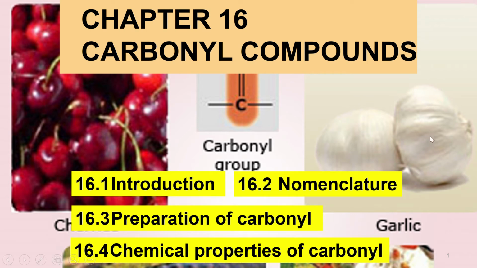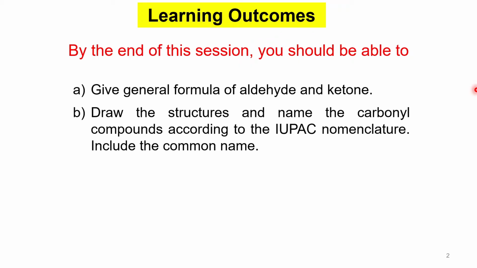Assalamualaikum and hi. So this one is chapter 16, carbonyl compound. Carbonyl compound consists of two classes of compound, which are aldehyde and ketone. In this video, I'm going to cover these two subtopics, 16.1 and 16.2, Introduction and Nomenclature of Carbonyl Compound. Then for 16.3 and 16.4, we will discuss in our lecture and tutorial online. So, learning outcome for these two subtopics.